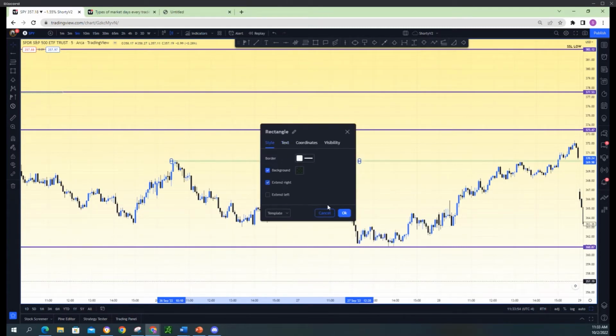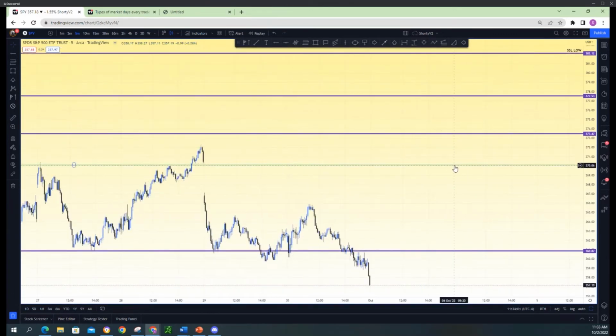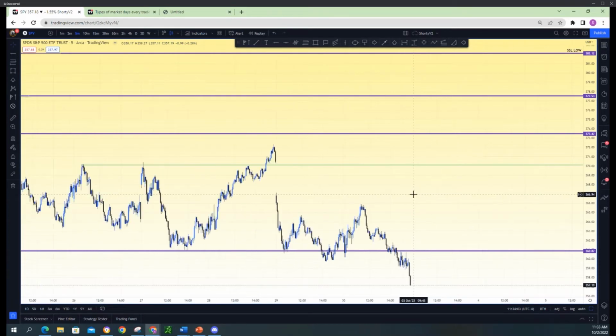Let's see. A rejection, broke above it, and now any retest of this is going to be dangerous at 370. It's going to be a really, really good short.